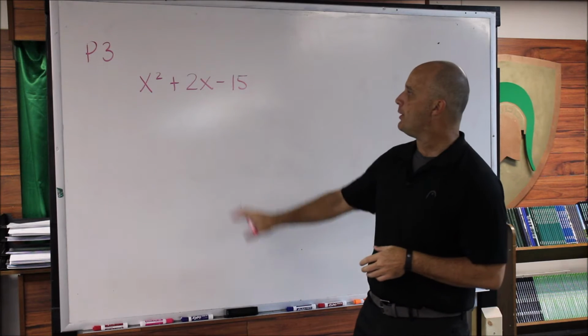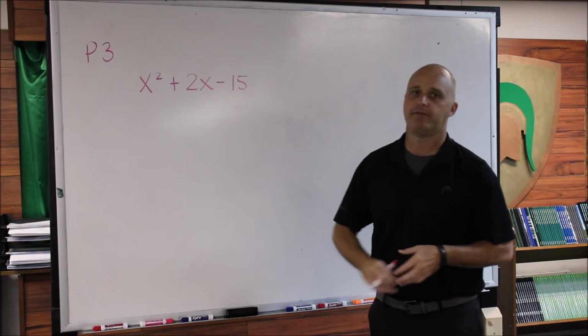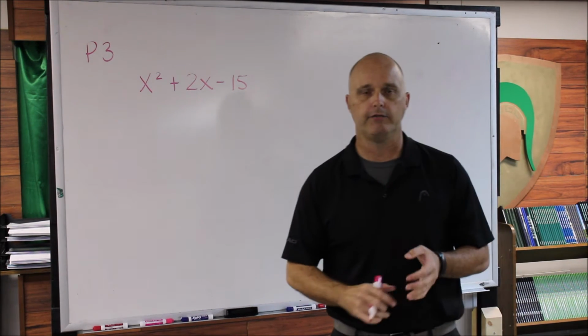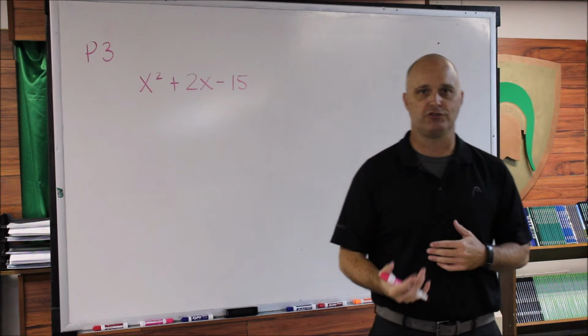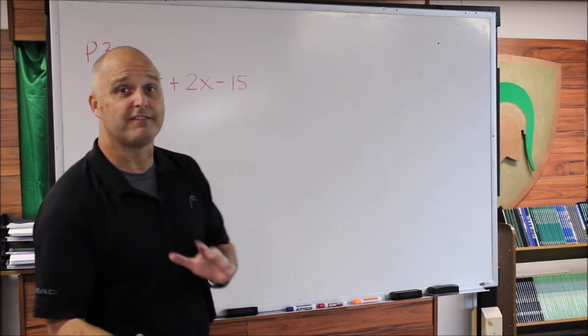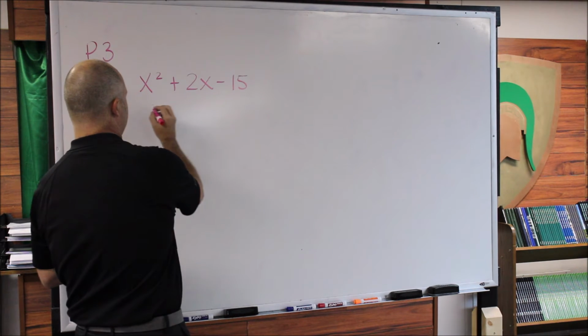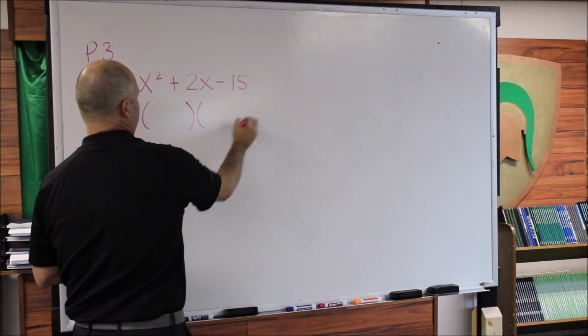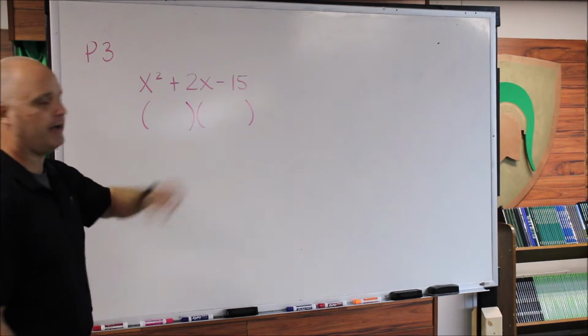Now in problem number 3, you're going to notice that instead of having a positive in front of our c value, we now have a negative. So that is going to change how we do things just a little bit. So this time I'm actually going to start with my signs rather than going to my factors. I'm going to figure out what my signs are going to be based off of this.